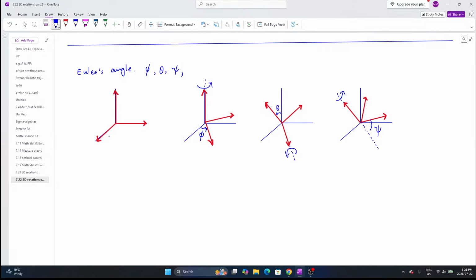The question is, given the Euler's angles, calculate the overall rotation matrix, which of course should depend on the three angles. Okay, so just call that rotation matrix R of phi, theta, and psi.